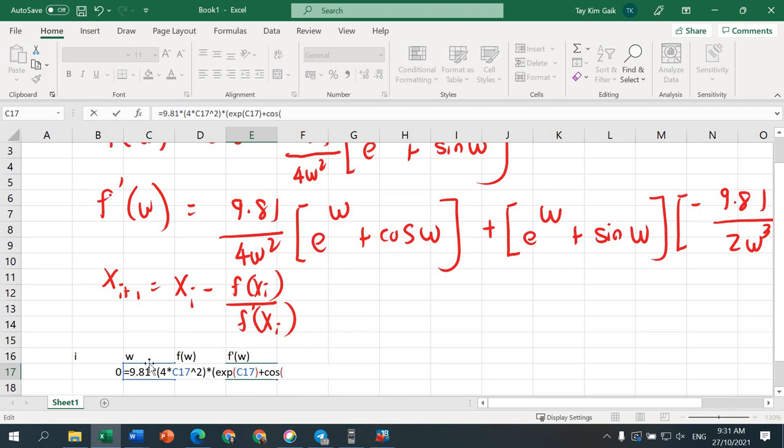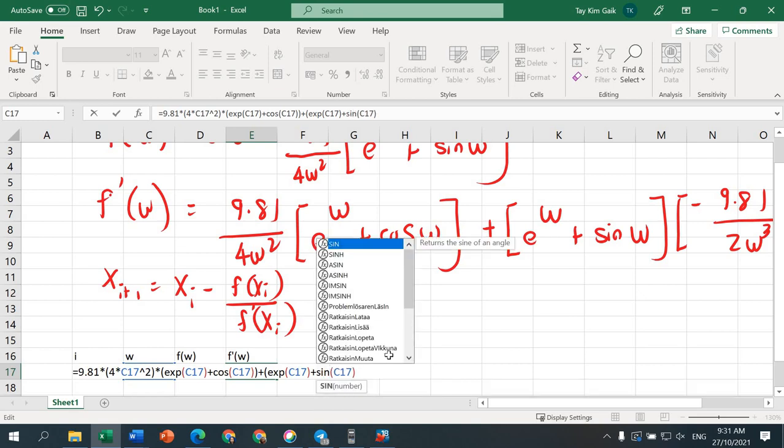Sometimes you cannot click, then you identify this is C17. You type C17. Any function in Excel, open, close, cos. Close one more bracket because here you have open, close. Exponent, exp, open, close, cos, open, close a function. Okay, plus. Lazy to type, so copy. To C, cos change to sin, sin 17.